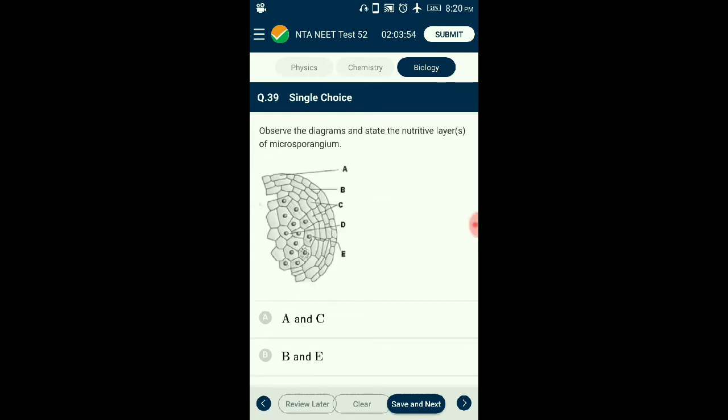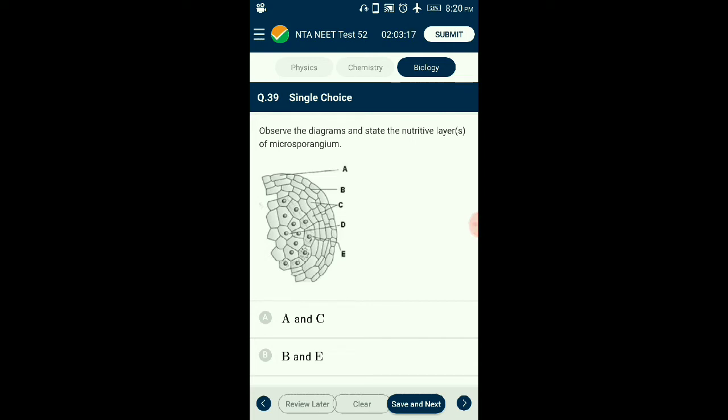Question number 39. Observe the diagram and state the nutritive layer of the microsporangium. In the anther cross section, label E, tapetum, is the innermost wall of the anther, and it is the nutritive layer nourishing the developing pollen grains. Label D, microspore mother cell, has the potential to form microspores via microsporogenesis.